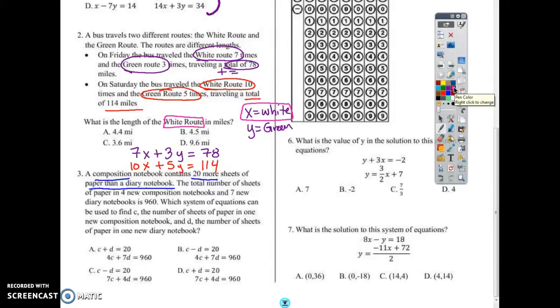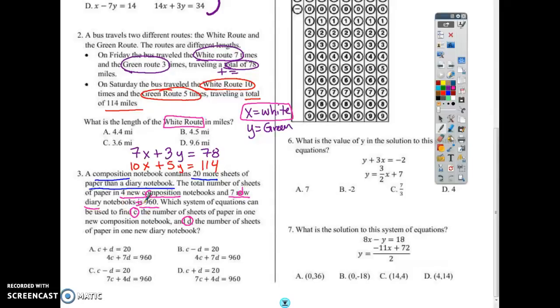It says the total number of sheets of paper in 4 new composition notebooks and 7 diary notebooks is 960. So 4 goes with the composition, 7 goes with the diary, equals 960. Okay? And we're using D for diary, and we're using C for composition. So again, 4 goes with C, composition, 7 goes with D, diary, equals 960.